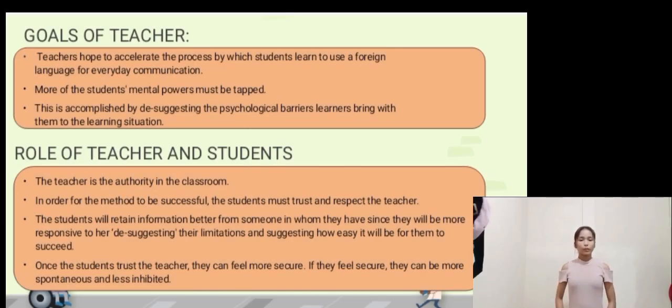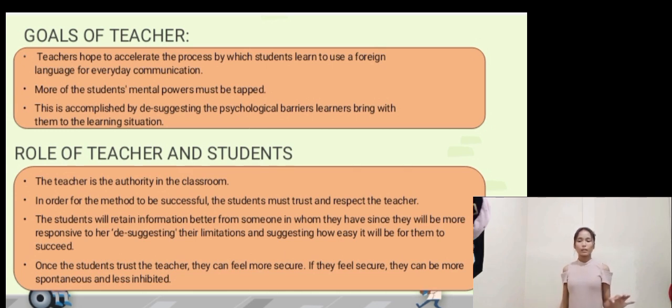So, good afternoon everyone. I am Ella Jane Macolor from BSA English 1. So, what are the goals of teachers who use Suggestopedia? There are 3 goals of teachers. Number 1 is teachers hope to accelerate the process by which students learn to use a foreign language for everyday communication. The second is that more of the students' mental powers must be tapped.